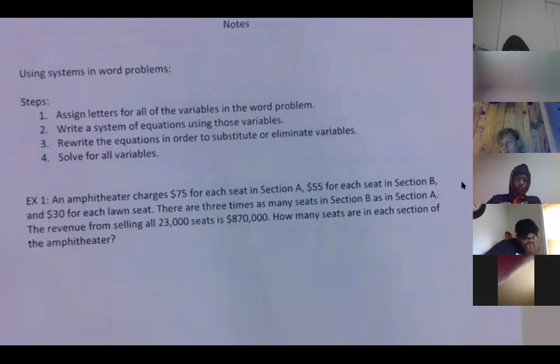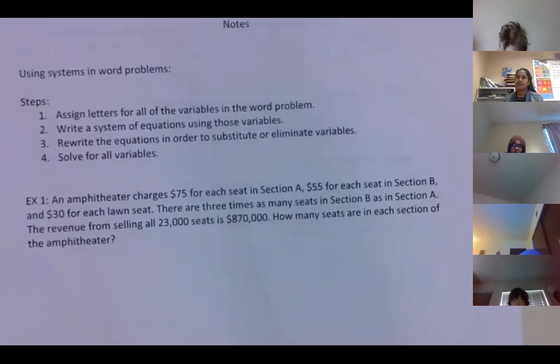Perfect. Good job. All right, so for those steps, number 3, you only have to do number 3 if you decide to solve your system by hand. If you're choosing to use a graphing calculator, you don't need to worry about step number 3. And we'll be using a graphing calculator in class today, so just keep that in mind. All right, go ahead and read example 1 out loud for me, Anam.